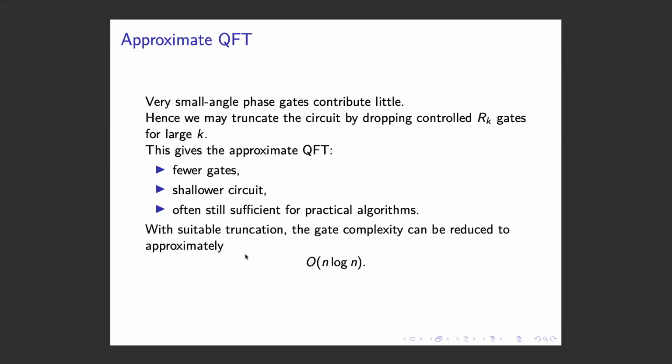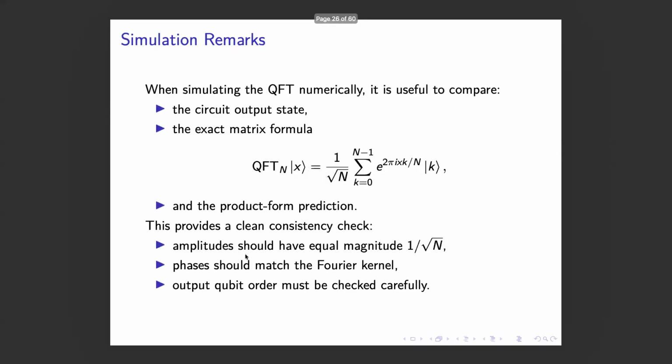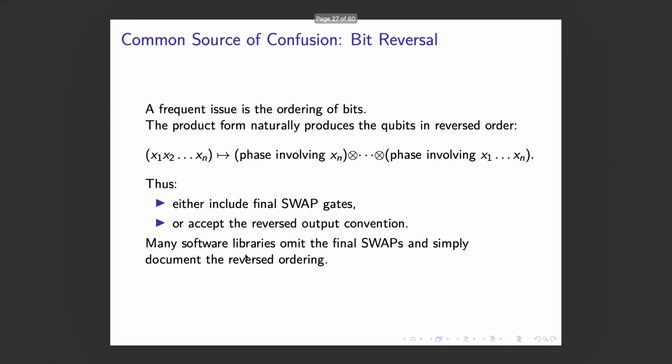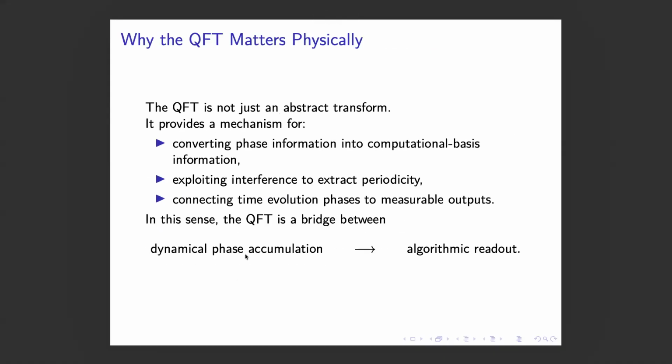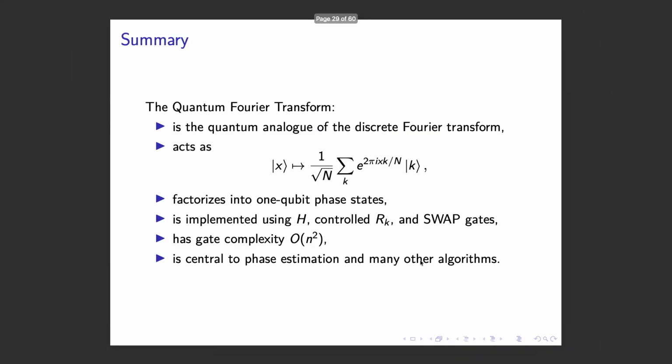These are things which we went through last time, and I'm not going to repeat them. But the thing I wanted to say is why these are important. It provides a mechanism for converting phase information into computational basis information. It exploits interference to extract periodicity, and it connects time evolution phases to measurable outputs. So it's a typical bridge between dynamical phase accumulation and algorithmic readout, which we will see in more detail today when we look at the QPE algorithm.